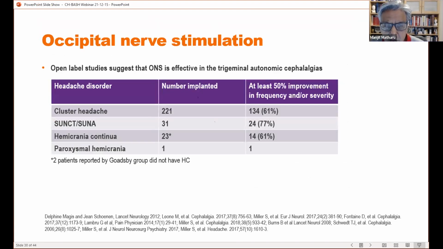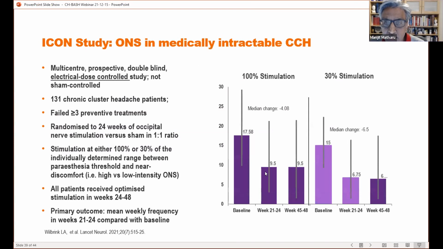With occipital nerve stimulation, we mainly have open label data. So we put together this data some time ago, and what we reported was that of the 221 cases in the literature, 61% have been reported to have at least a 50% improvement in either the frequency or the severity of the attacks, which is similar to some of the other trigeminal autonomic cephalalgias.